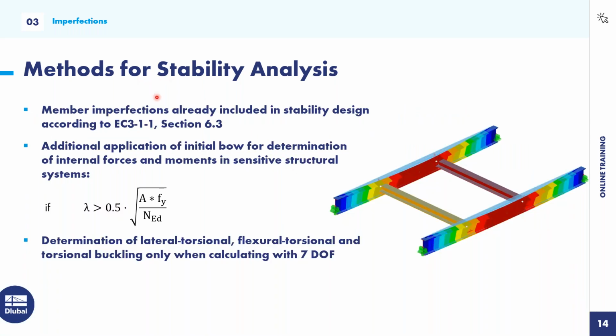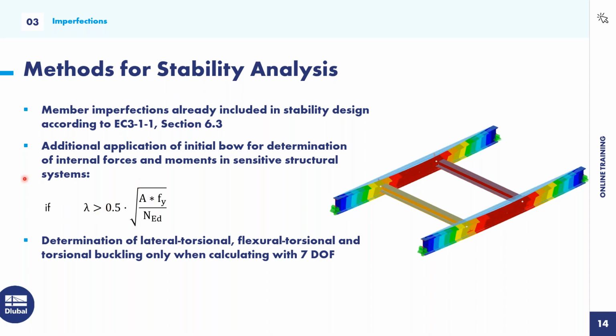So, what do we need to consider else? The member imperfections are already included in the stability design according to Eurocode 3. And when I want to consider also additional applications of initial bow, you have to determine it for internal forces and moments in sensitive structural systems. So there you have to consider these things. But normally it's not necessary. Only when you have this sensitive structural system, then you have to consider these things. And here it's a kind of condition for that.